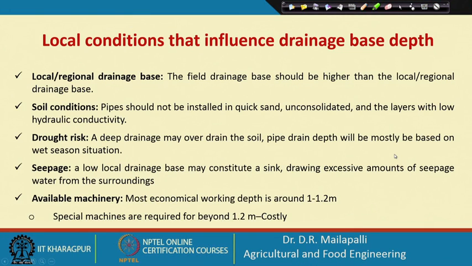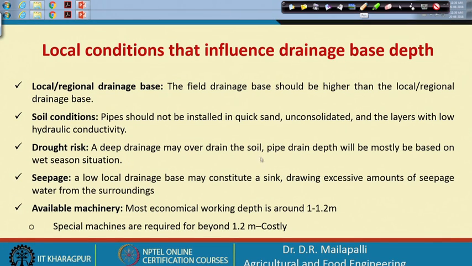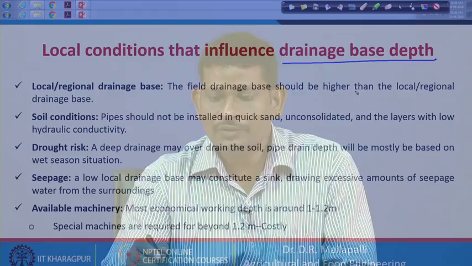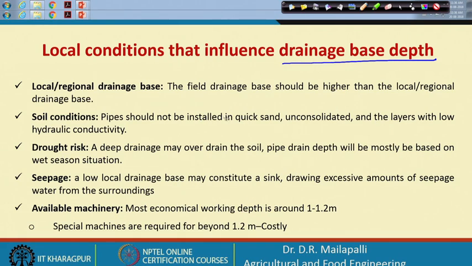Then the next is the local conditions that influence the drainage base depth. What are the local conditions? One is the spacing that we previously mentioned. In addition to that, the local conditions also influence the drainage base depth, for example the local or regional drainage base, such as rivers or the oceans, or whatever it may be.